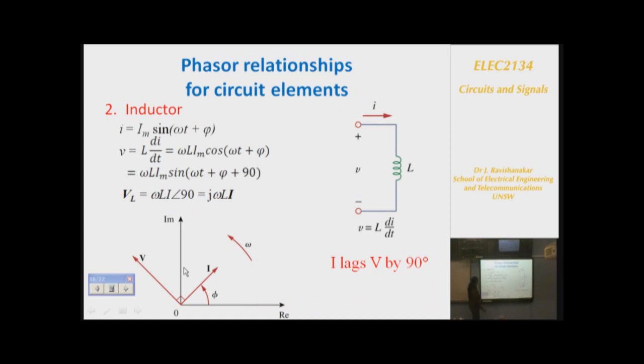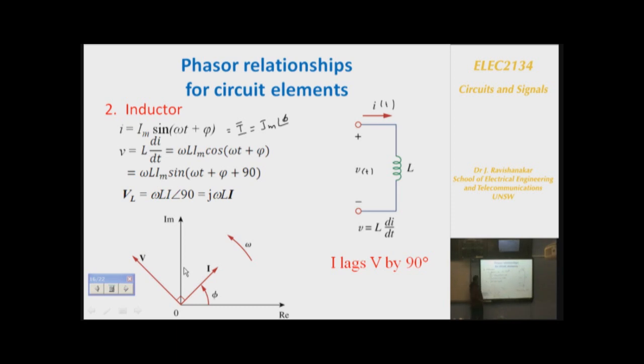Next, for an inductor, we are connecting a pure inductance here. Once again we are applying AC voltage v(t), and then a current i(t) flows through that. Now let us take once again the current as reference, Im sin(omega t plus phi), which means the current can be written as the vector I equals Im at an angle of phi here.